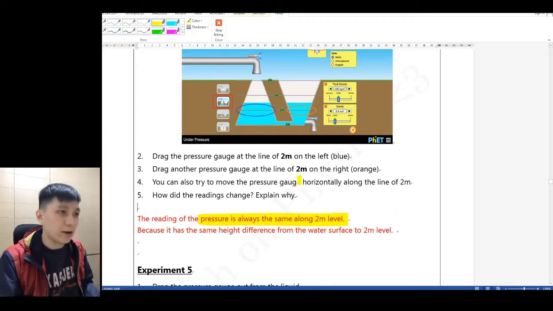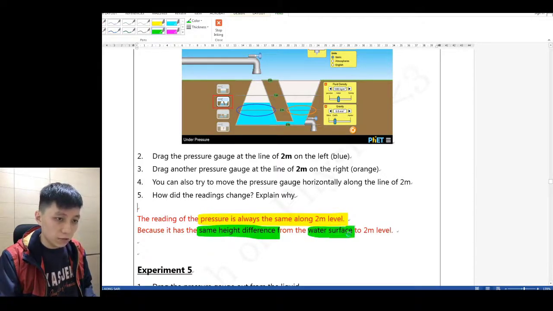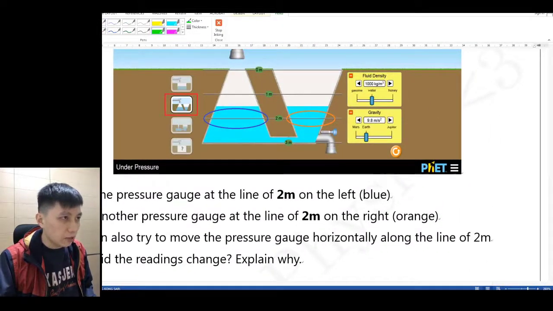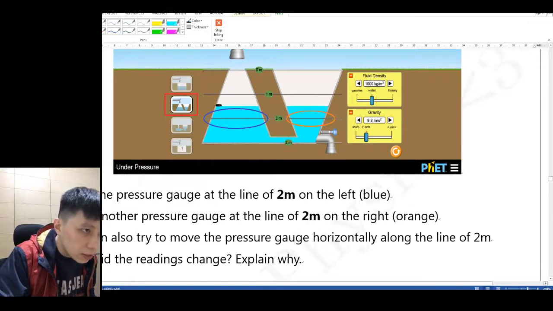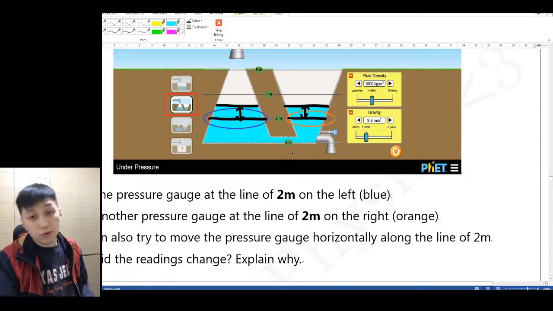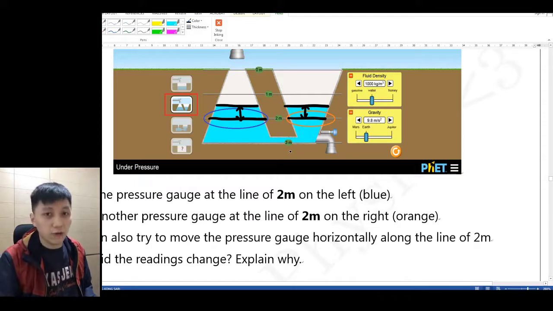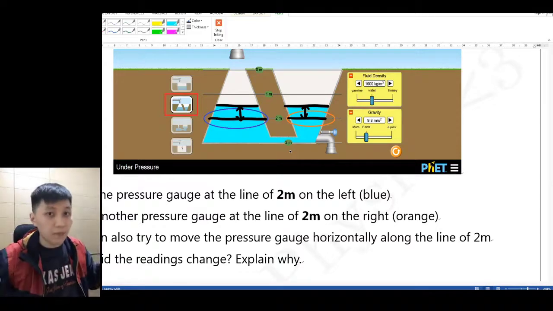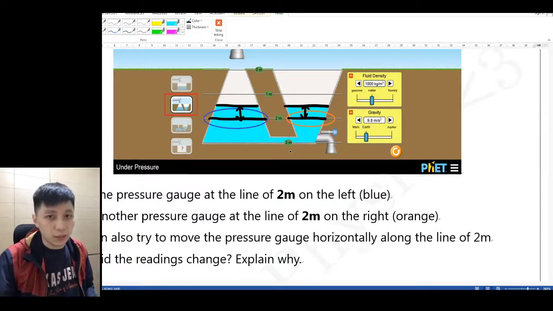The explanation, however, will be saying they have the same height difference from the water surface to 2 meter level. And that is to say, if you don't know what I'm saying, that's actually referring to this water surface and this water surface, right? So if you think about the depth that they have gone through, it is a constant from the water surface to that particular 2 meter level, which we put the pressure gauge on. So in that case, the weight acting on this line is going to be the same, and therefore the pressure is going to be the same.